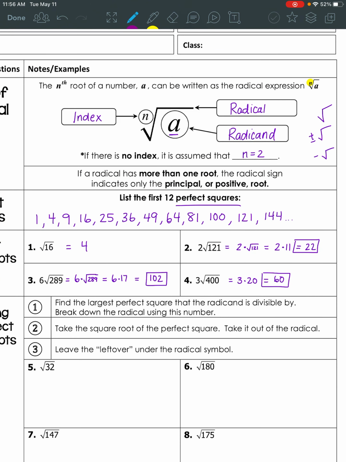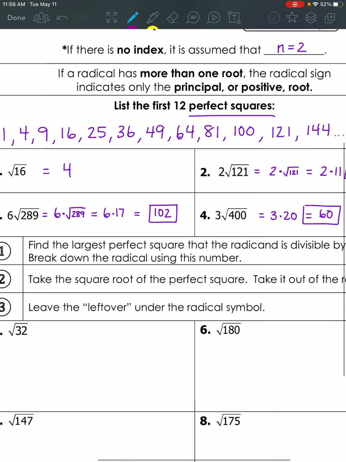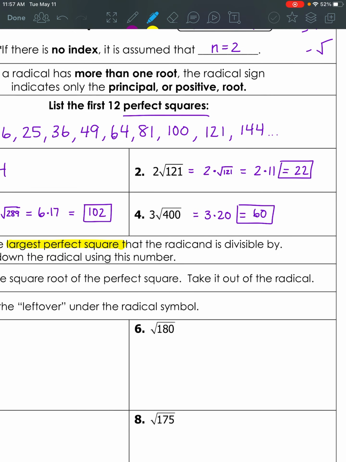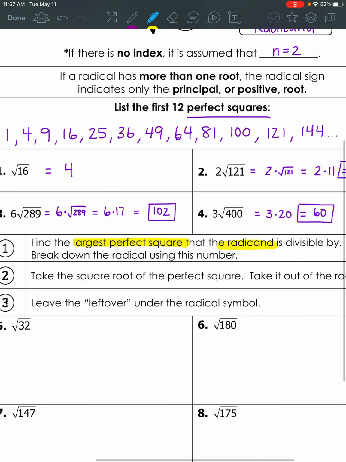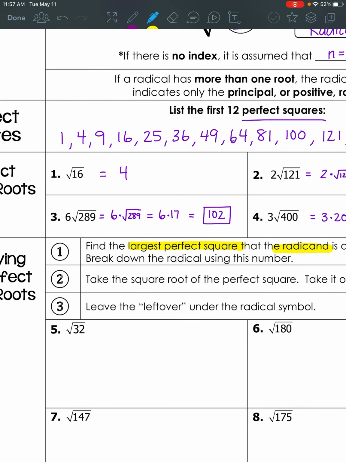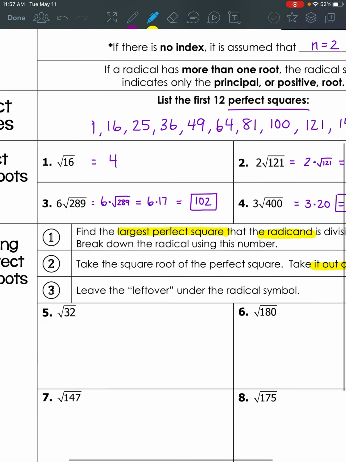So now we are going to break down and simplify radicals where they're not perfect square roots. So step 1, we want to find the largest perfect square. So that's why that list of perfect squares is extremely important. We're looking for factors of the radicand. So that number under there, we're trying to figure out which number is divisible by one of those perfect squares. And we're going to break down the radical using that number then. We're going to take the square root of the perfect square and we're going to pull it out front. And we're going to take it out of the radical in step 2.